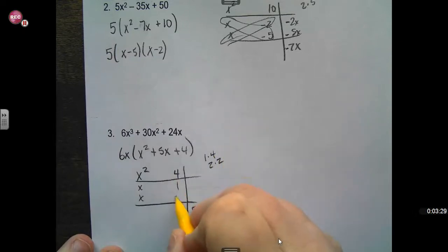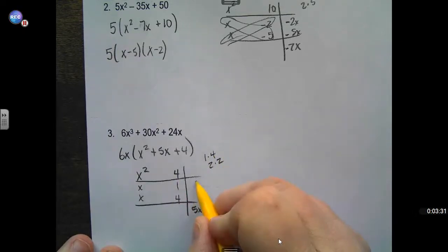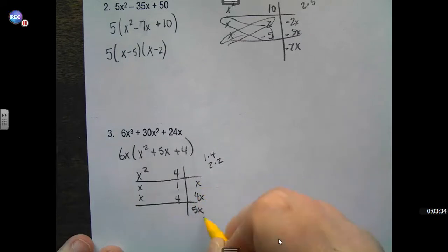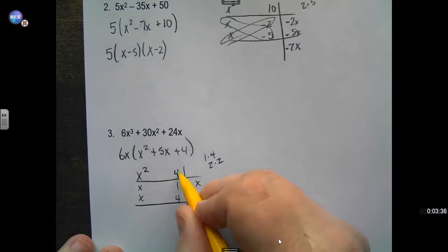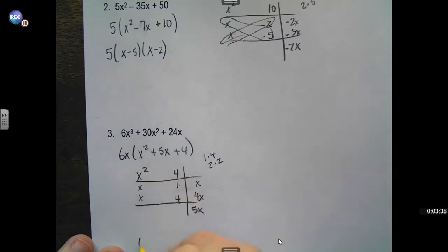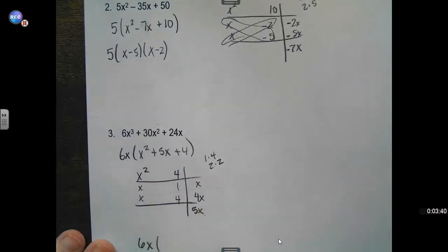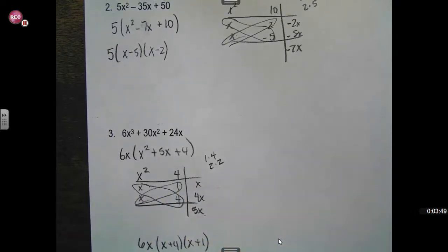Pretty sure it's going to be 1 and 4. So x and 4x make 5x. 4 times 1 is 4. So 6x times the quantity x plus 4 times the quantity x plus 1. And it is factored.